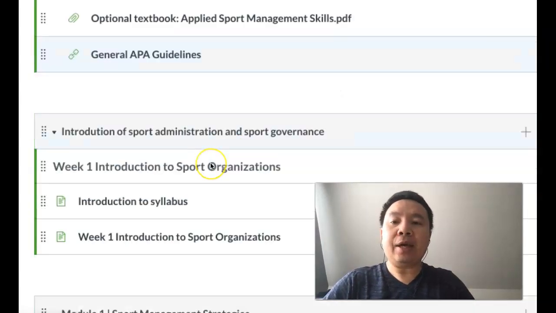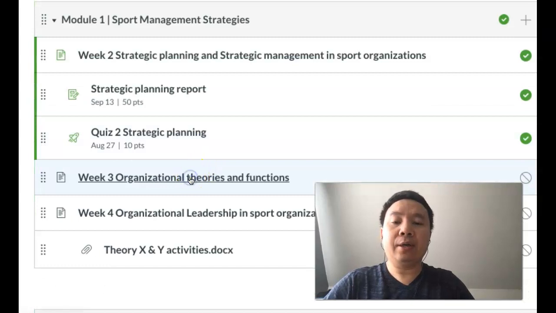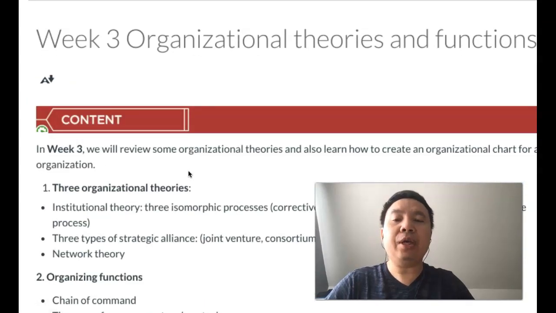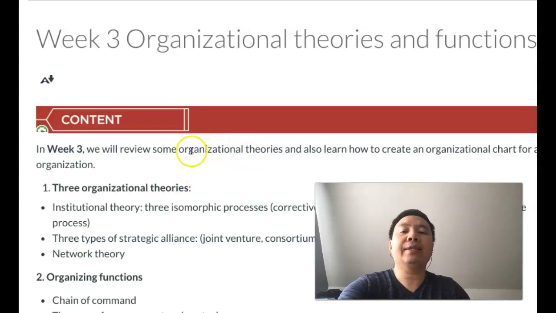Okay, let's look at what we need to do for week 3. For week 3, we're going to talk about organizational theories and functions.